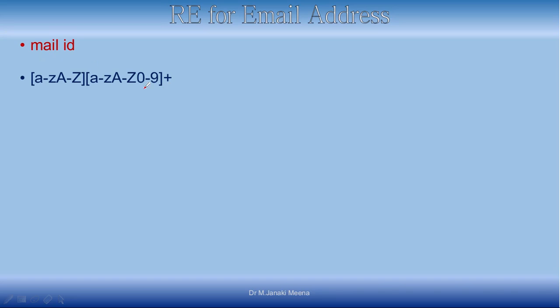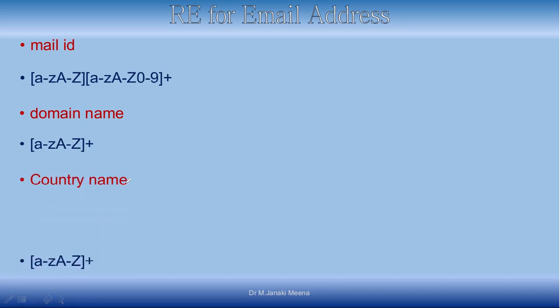Okay, so you can also put a star. When you put star near this, it means 0 or many times. When I put a plus, it requires me to give at least once. That's the difference. How will we write the domain name? Domain name will be like this because we don't accept digits in the domain name. So it should be alphabets plus. Country name also alphabets plus.